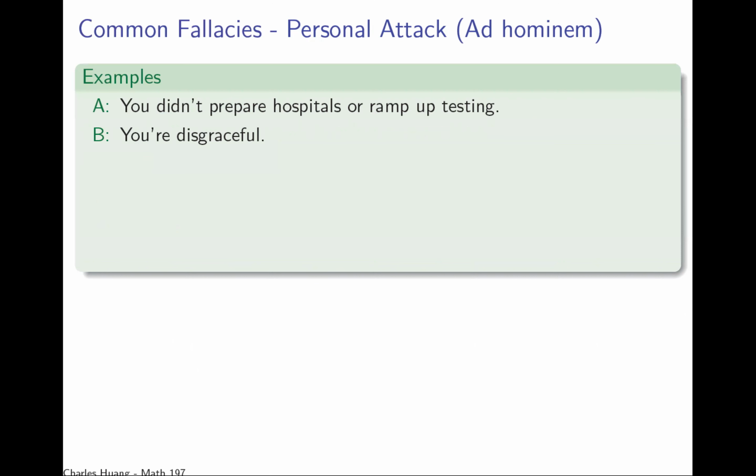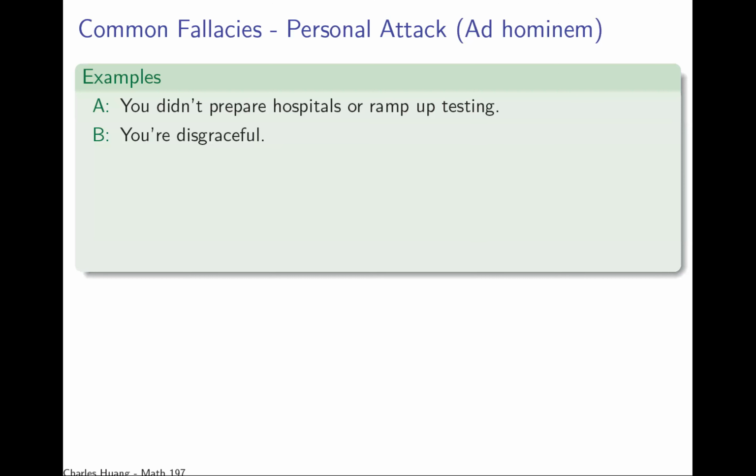Another type of fallacy is called personal attack. Now, personal attack has been around for thousands of years. It's been around since the Roman days, and so it has a Latin name for it. It's called ad hominem. Now, you might see the two words being used interchangeably.